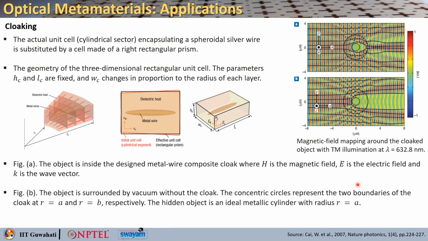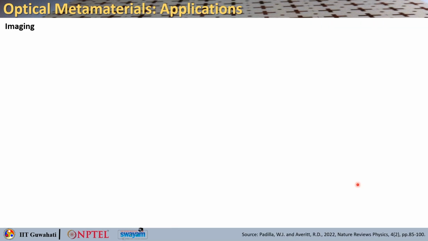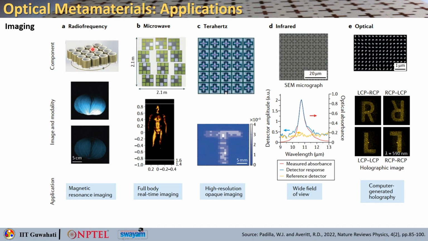Next important application is in the field of imaging. Metamaterials and metasurfaces, which are basically the two-dimensional counterpart of metamaterials, are very useful in imaging applications, and this spans across the electromagnetic spectrum. So, we can start with the first column, where you can see radio frequency. These are basically metamaterials for enhanced magnetic resonance imaging applications.